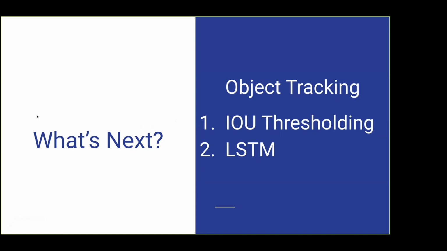It has been a long time looking at this, but if this works, it will be a unified model which will be detecting and tracking. If this doesn't work, then the second approach is basically IOU thresholding. Now what is IOU thresholding?